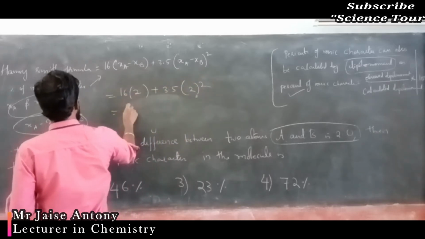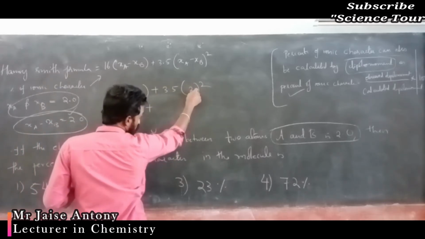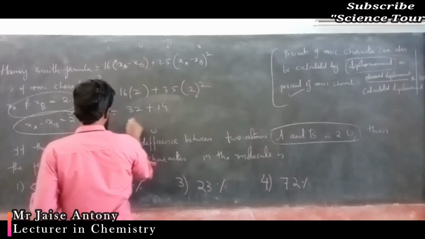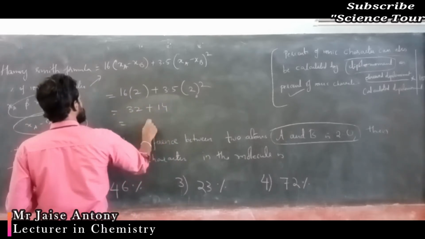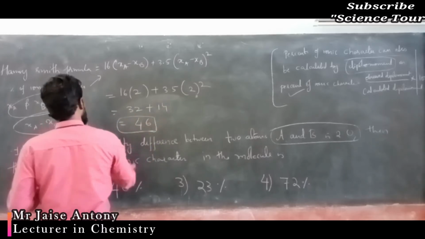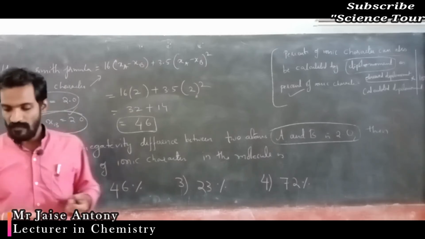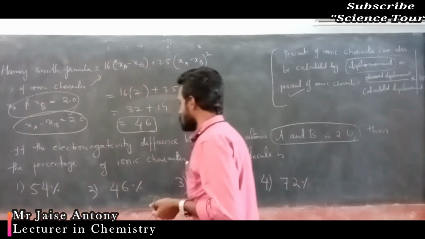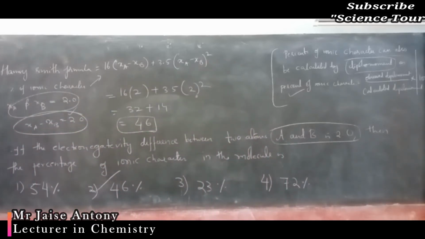Understood. 16 into 2 means 32, plus 3.5 into 4. 3.5 into 4 means how much? 14. 14 plus 32 is 46. 46 is the percentage of ionic character present in this particular molecule. My dear students, which option is correct? Option B is correct. Please note down, my dear students.